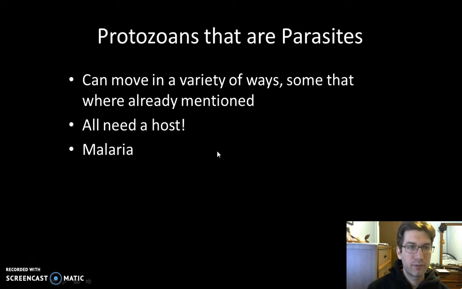Again, these protozoans as parasites can move in a variety of ways, like we were saying, but they do need a host in order to really function and reproduce. So your example of your parasitic one is malaria.